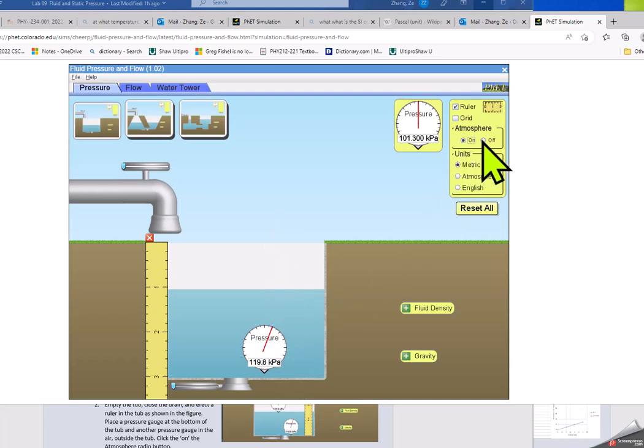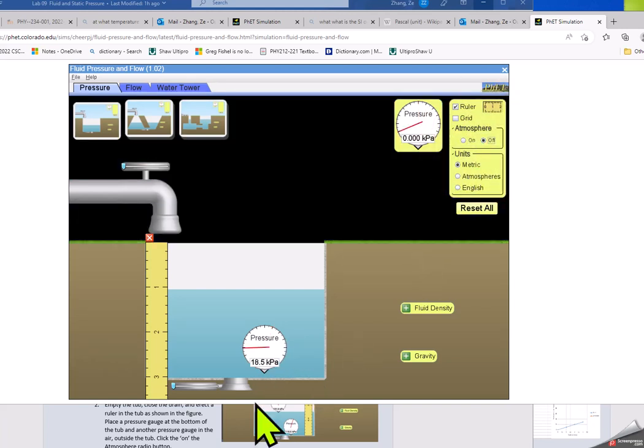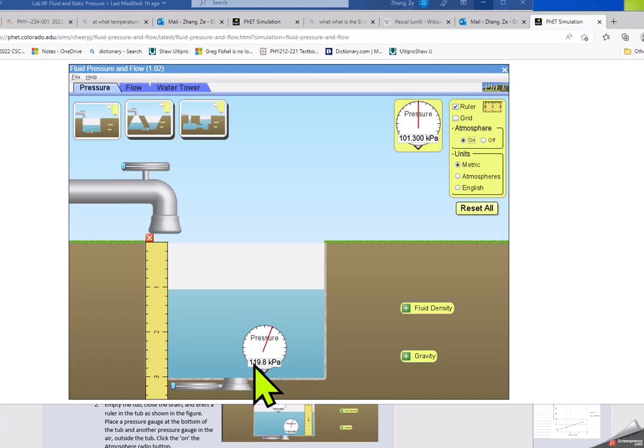So if you turn off the air, watch this gauge. Over here, turn off the air, boom. So that's much less, right? 18. And you turn on the air on top, boom. It's about 100 more. So that's the situation. It changes fast because of the weight, and then changes slowly. So that's the goal for this lab.